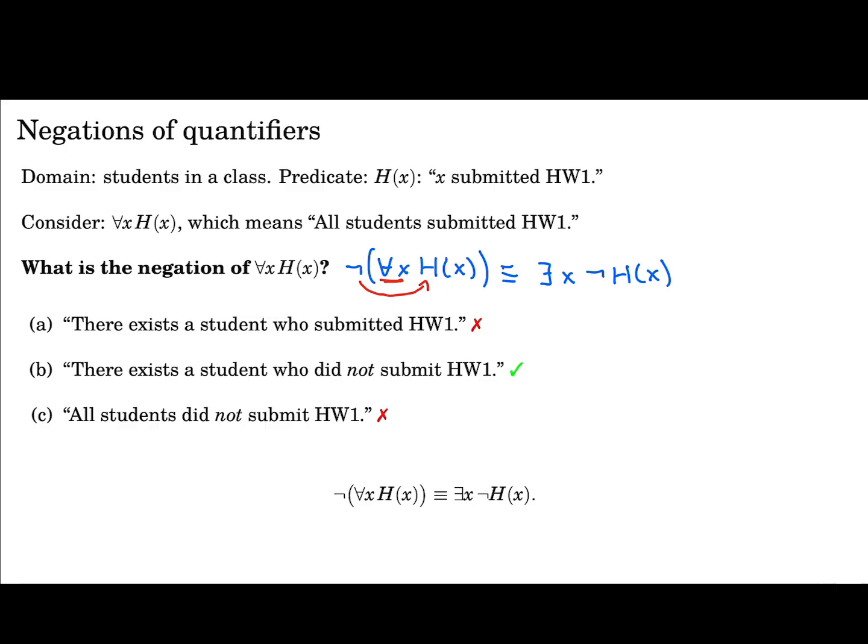It will be the case that whenever you want to negate a for all, it's going to be an existence of a negation. And actually the other way will also be true. To negate an existence will be a for all of a negation. So we'll see that in a different video.